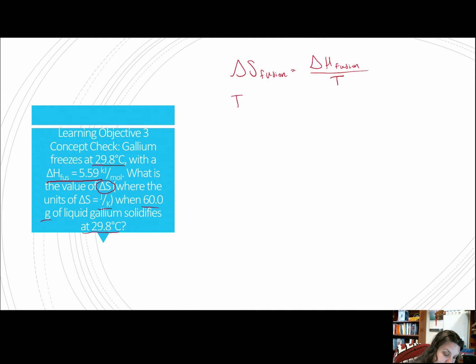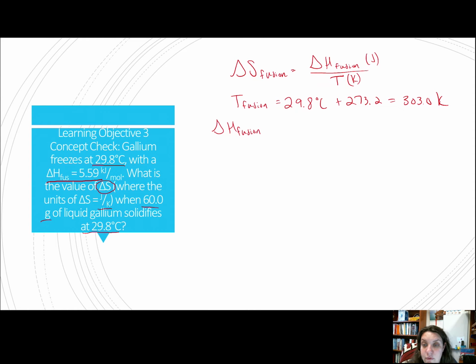So first we want to figure out what our temperature is. Our temperature of fusion needs to be in Kelvin, so we're going to take 29.8 degrees Celsius, add 273.2, giving us 303.0 Kelvin. Next we want to figure out our enthalpy of fusion in joules, right? We need joules per Kelvin, so we're going to take our delta H of fusion and go from kilojoules per mole to joules per mole.